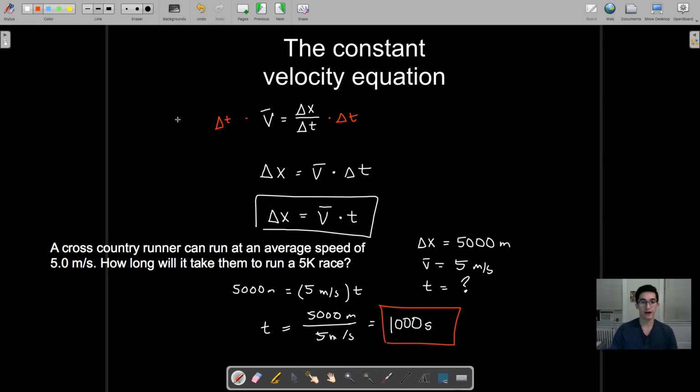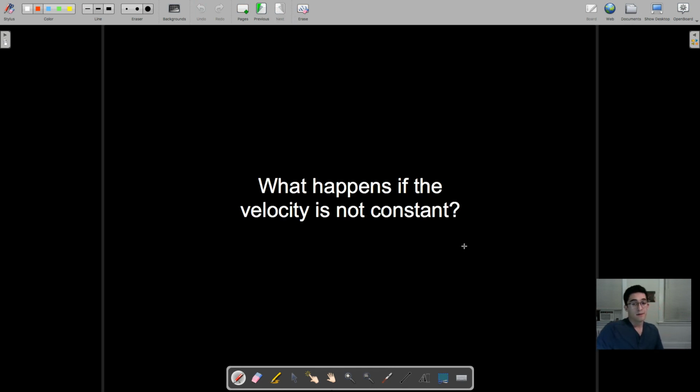So that's an example of how we use the constant velocity equation to solve a problem. And we're going to see this a lot in physics, where we have some equation and we have all the values in that equation except for one. So we just plug in all those values and leave the one we're looking for as a variable and solve for that variable. Okay, all right. But what happens if our velocity is not constant? Well, we're going to find out next time in the next video, because today we're just worrying about constant velocity. So when we talk about changes in velocity, that's going to be the next video, all right?